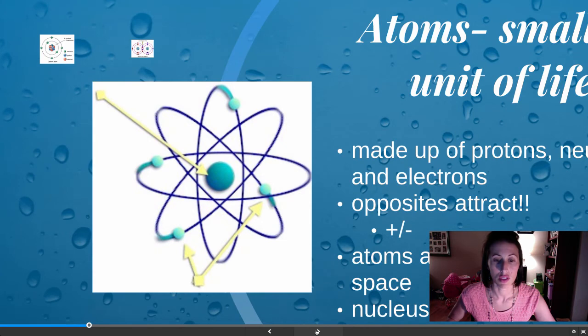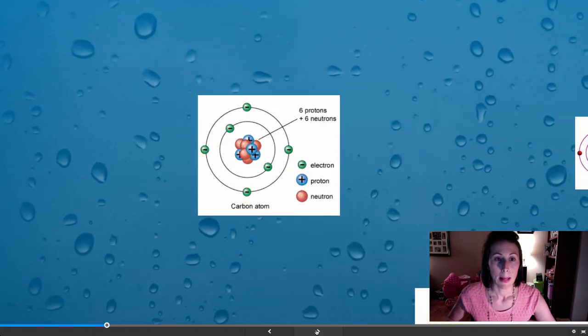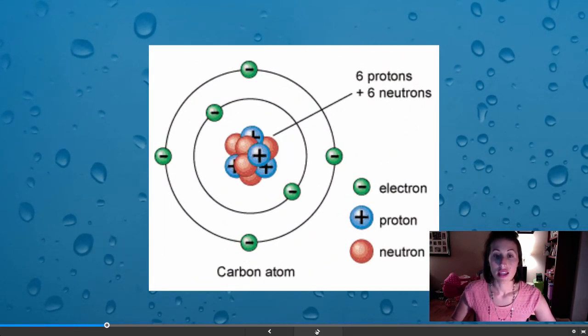There's a closer picture so you can see. All right, so here is a carbon atom, and carbon is basically the backbone of life. Carbon is in almost every biological molecule that we will talk about. If you look here, carbon has 6 protons, and it also has 6 neutrons.